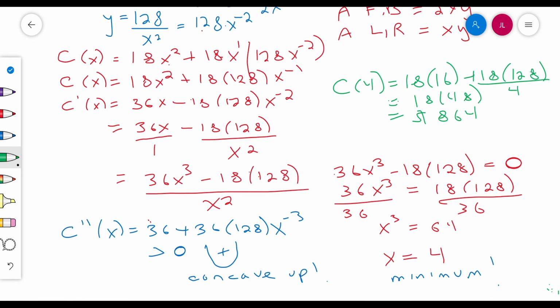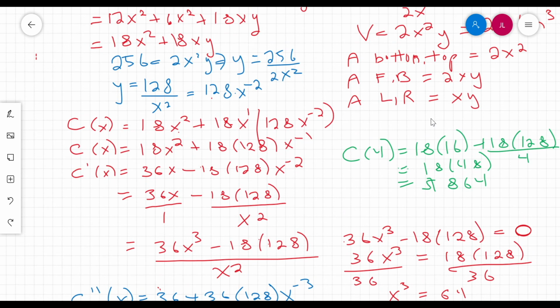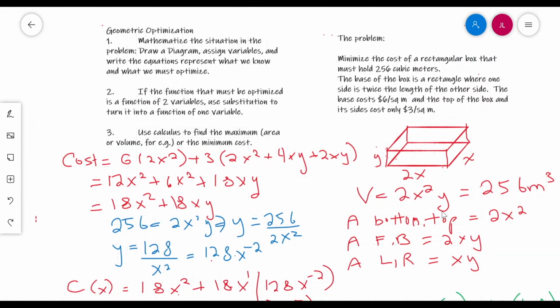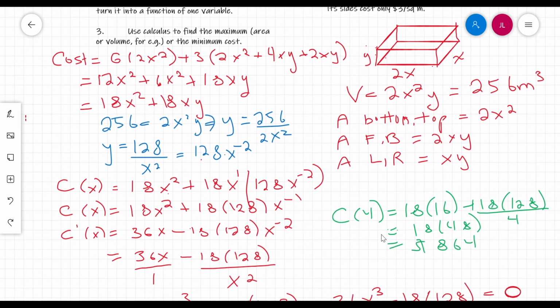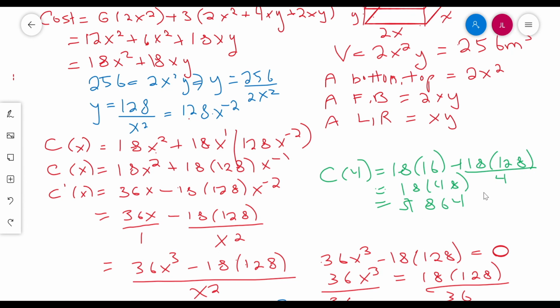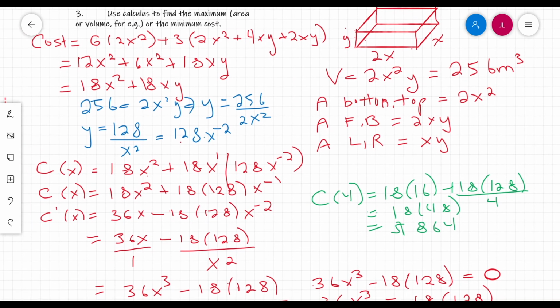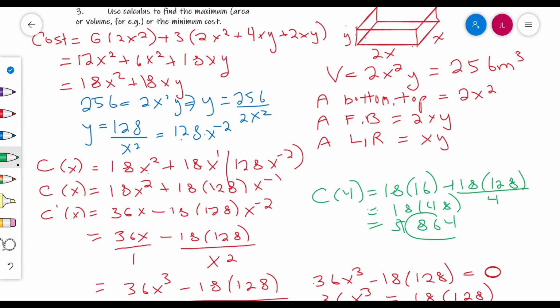That is actually the minimum cost of a box where the base is a rectangle and one side of the rectangle is twice the other side, and the volume of the box is 256 cubic meters. The base costs $6 a square meter, and the rest of the sides only cost $3 a square meter. Then our minimum cost is $864. Ta-da!